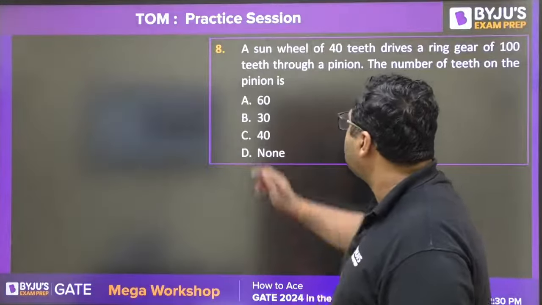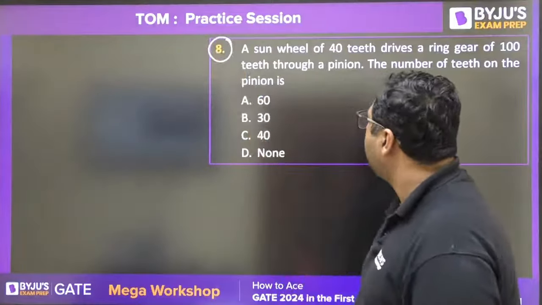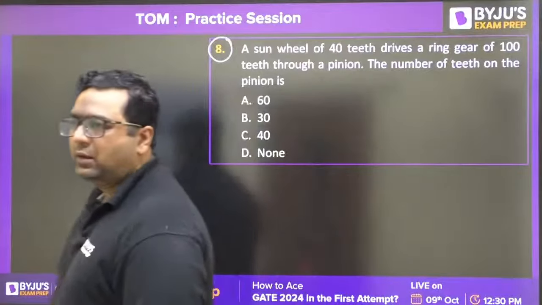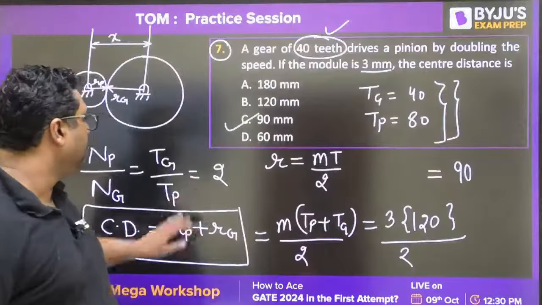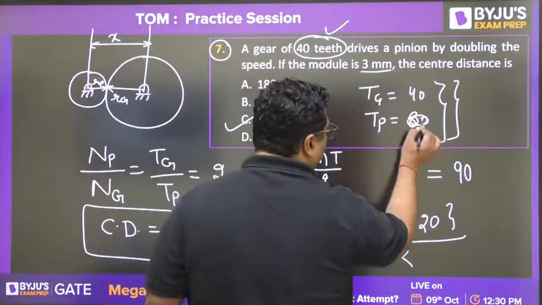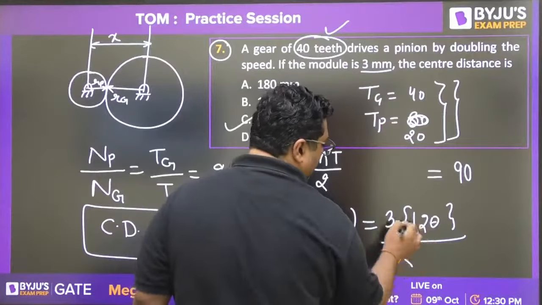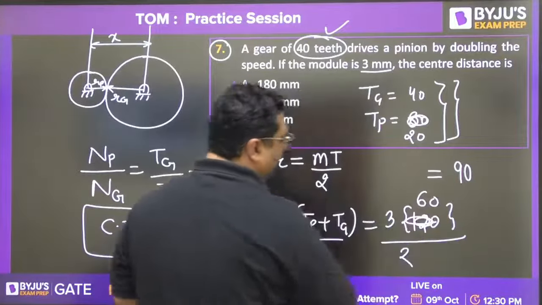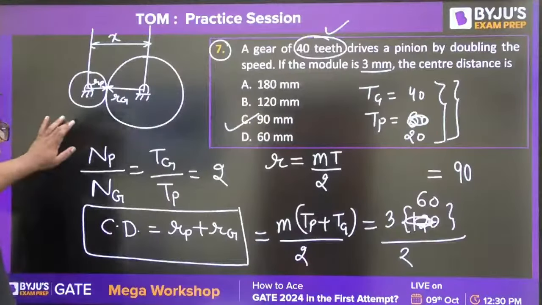Moving to the next question, once again from the gear train. Yes, TP will come out to be 20. So this will be 60. So the answer will be 90.